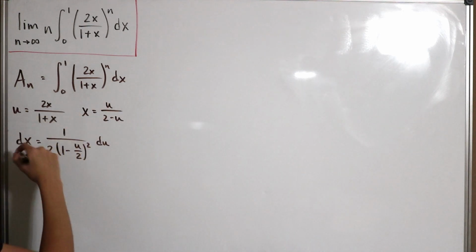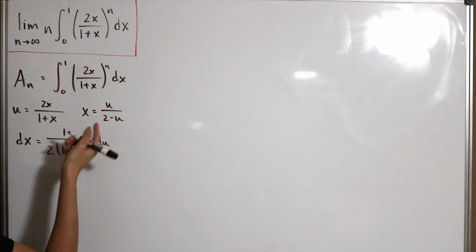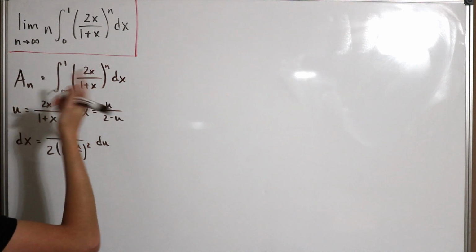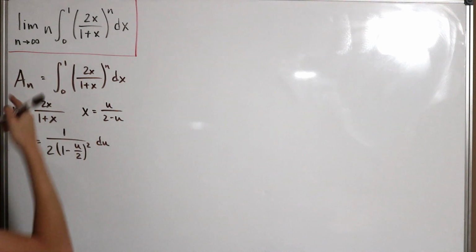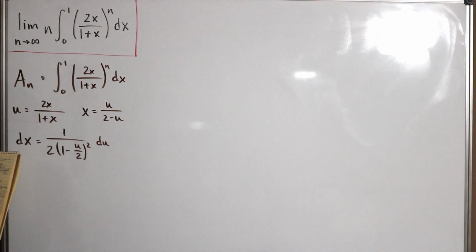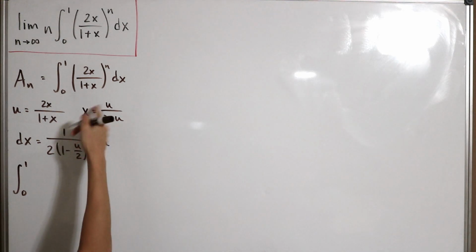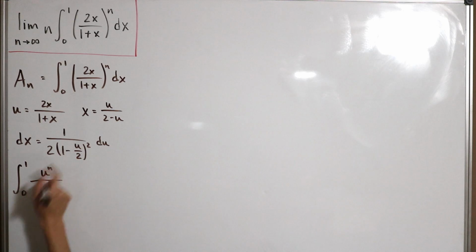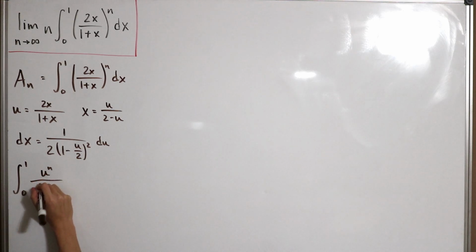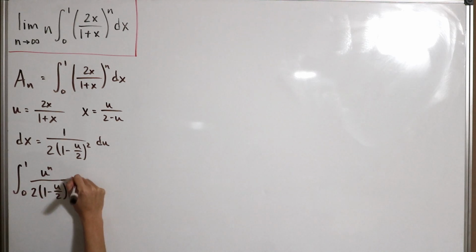When we plug dx and u back in, we have our new integral. Don't forget to change the bounds, but that's not really an issue, since they stay the same once you write everything in terms of u. So our integral still goes from 0 to 1. Now we have u to the power n, divided by 2, and then to the power 1 minus u divided by 2 squared du.